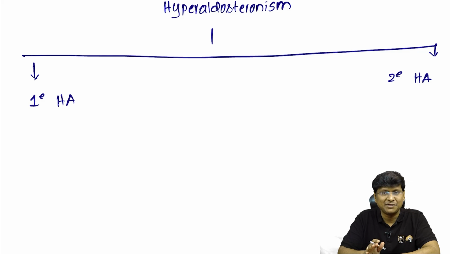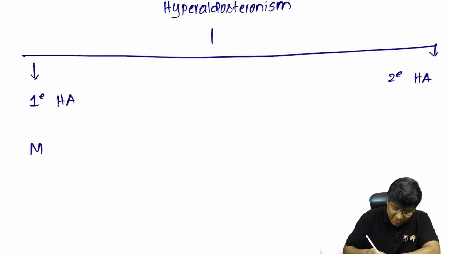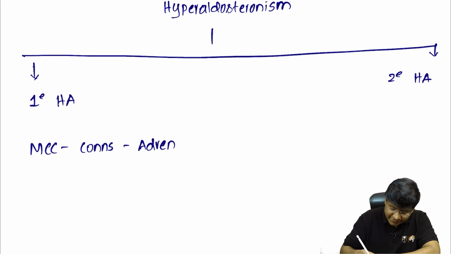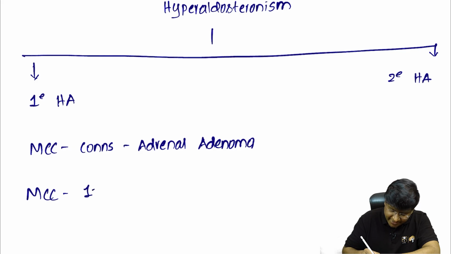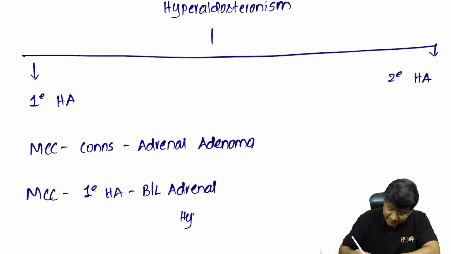Primary hyperaldosteronism is where the pathology is within the adrenal gland, and the most common cause of Conn syndrome will be the adrenal adenoma. Whereas if the question asks what is the most common cause of primary hyperaldosteronism, the most common cause will be bilateral adrenal hyperplasia. That will be the most common cause for primary hyperaldosteronism, right?